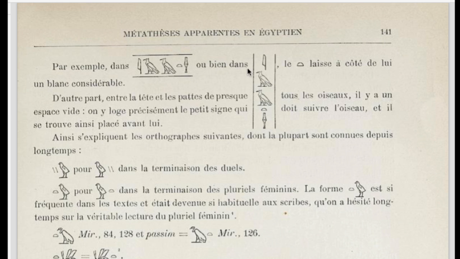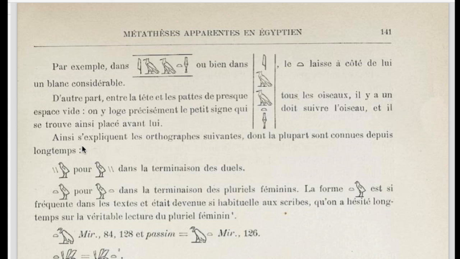Then he says, or in this situation here, which is a column, now we have the bread loaf leaves a considerable white space. So he says, on the other hand, there's an empty space between the head and the legs of almost all the birds. So if you notice, when you look at all the bird glyphs, under the belly there's always blank space, or next to the head behind them there's blank space, and the scribes didn't like that. Okay, so the little sign that follows a bird is precisely lodged there, and so it is placed before it.